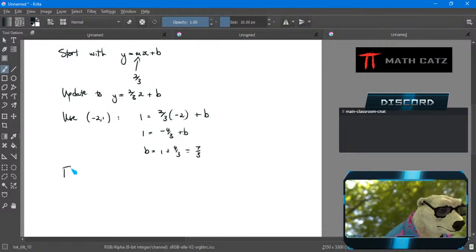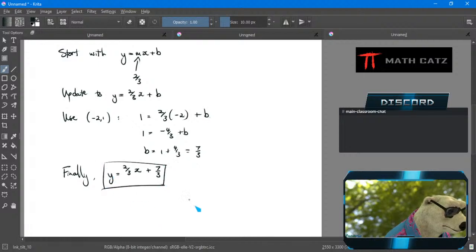So finally, I have what they're looking for. Y equals 2/3 x plus 7 over 3. Let's put a box around it. Feels nice. Now, do they ask me to graph it? No, but let's do it anyway. It's not ideal with the fractions, but it is what it is. Okay, so technically, whoops, that is the end of the question, but it's nice to visualize.